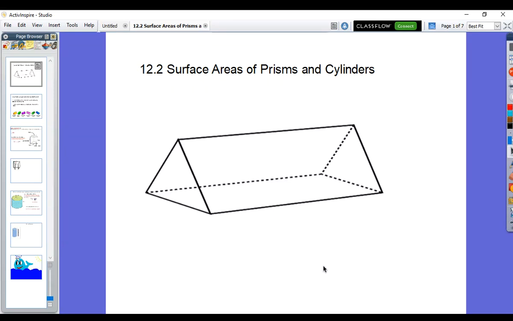Today we are starting our new chapter, chapter 12, surface area and volume of three-dimensional figures. Now, I know it says 12.2. Yes, we skipped 12.1. That's okay. We will survive. All right, so we're talking about surface area of prisms and cylinders specifically. We'll talk about volume later in 12.4 and 12.5, but we're going to focus on surface area.